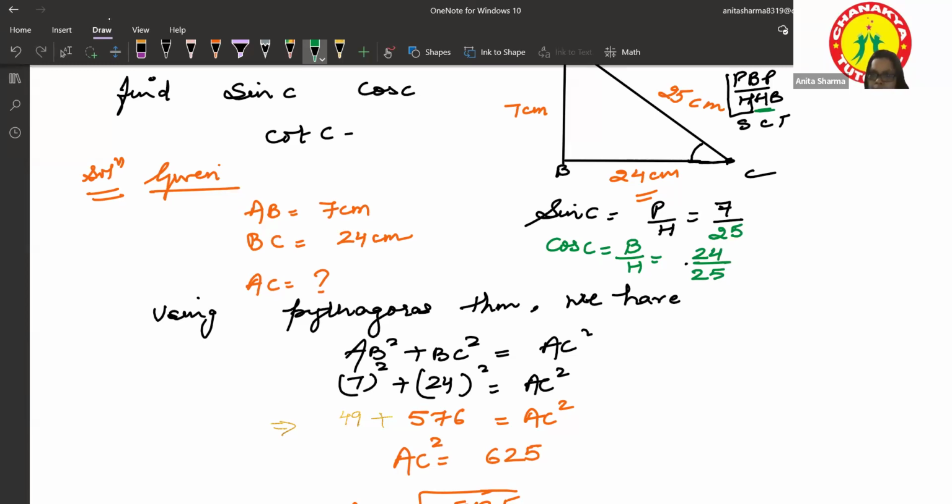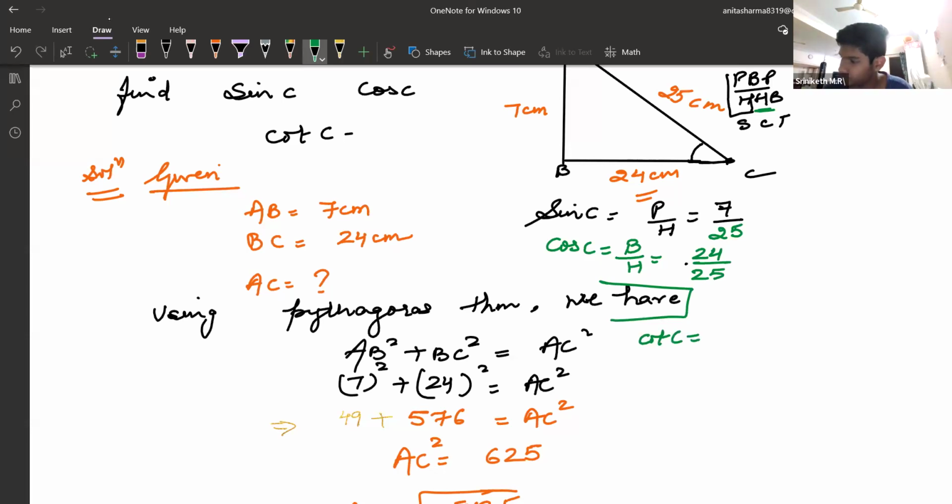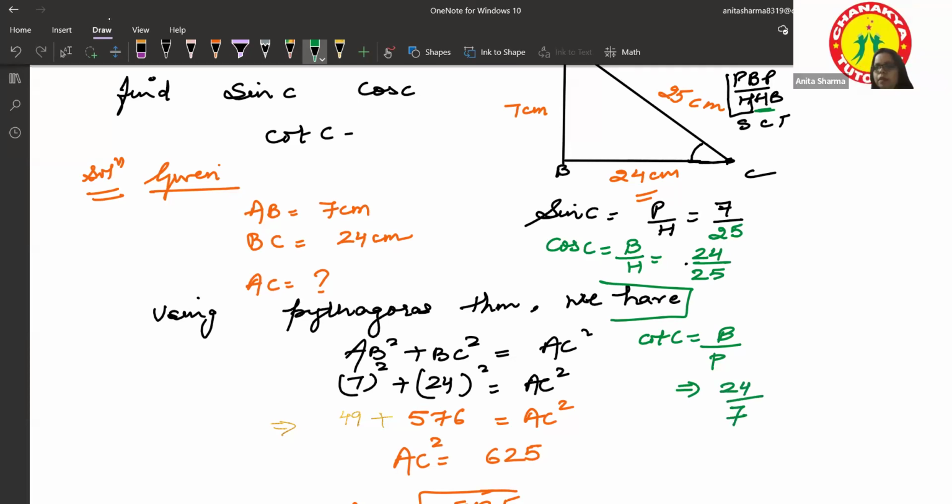Now Sriniket, now tell me the value of cot C, beta. Sorry, ma'am. Value of cot C. Ma'am, is it B by P? Yes, it will be B by P, reciprocal of tan, right? So what is the value of B here, beta? 24. Yes. And P is 7. 7. Good. So I hope, children, you all have understood this.